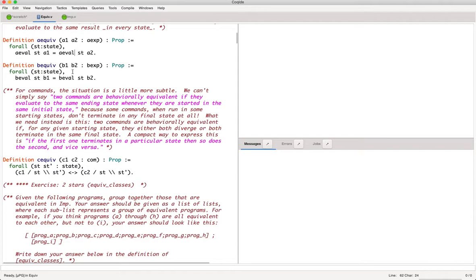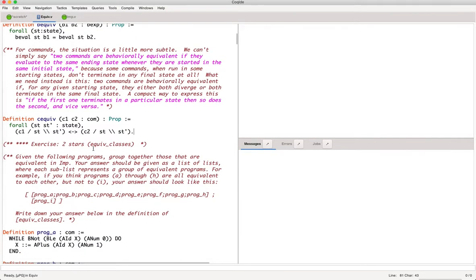The equivalence of things that are always terminating is easy, because you just run them and see what the answer is, and the answer has to be the same in all cases. For things that might not terminate, in this definition of equivalence, we're only considering the evaluations that terminate, and those must terminate in the same final state. Okay, so that's the high-level view of it. We're going to use these definitions a little bit later.